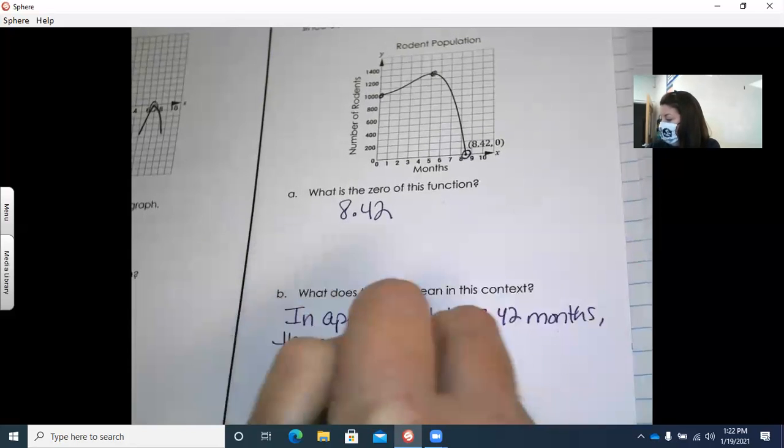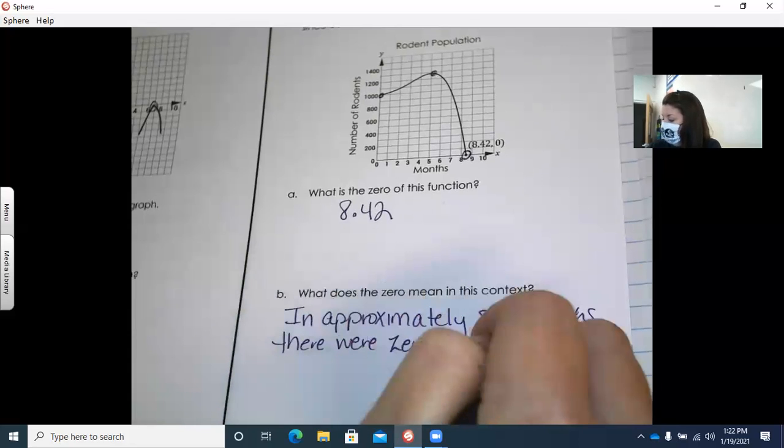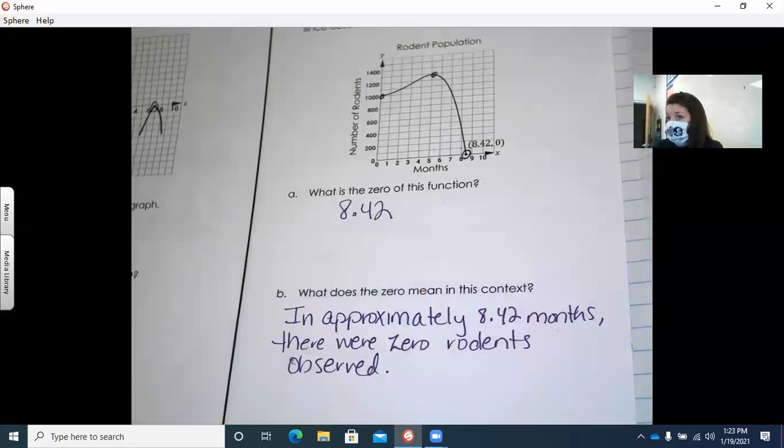For whatever reason. Do we know the reason? No. Maybe they set up traps. Maybe, I don't know, do rodents hibernate? I don't know. But for whatever reason, in almost 8.5 months, there were no more rodents observed anyway. Everybody cool with that? Okie dokie.